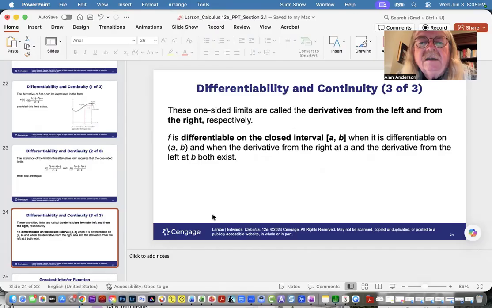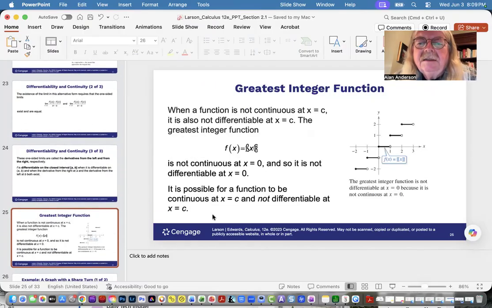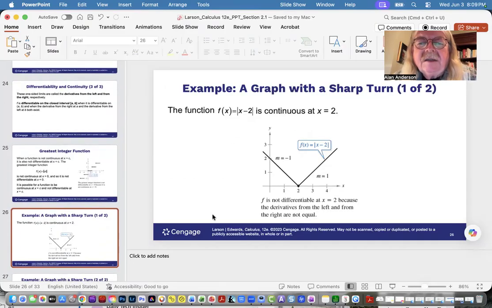So formally, f is differentiable on a closed interval when it is differentiable on the open interval and the derivative from the right at A and the left at B both exist. Yeah, we're going to skip over that one.